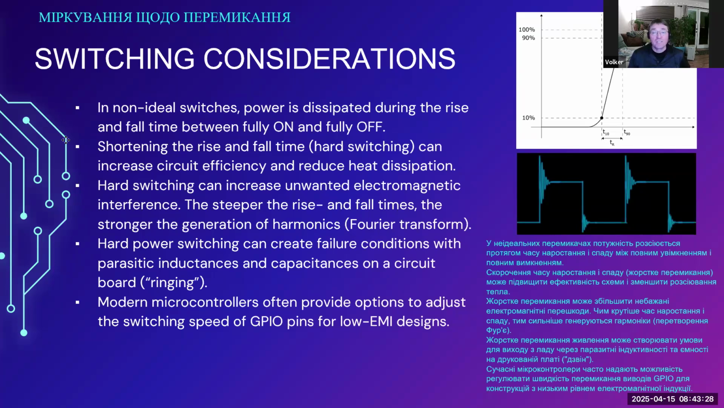In non-ideal switches, power is dissipated during the rise and fall time between fully on and fully off. There's a quick image on the right-hand side that indicates the rise time and fall time. Shortening the rise and fall time, harder switching or hard switching, can increase the efficiency because less power is being wasted. So it increases the efficiency and it creates less heat.